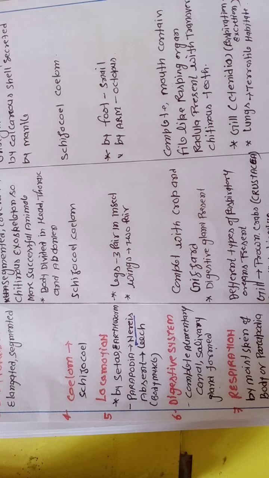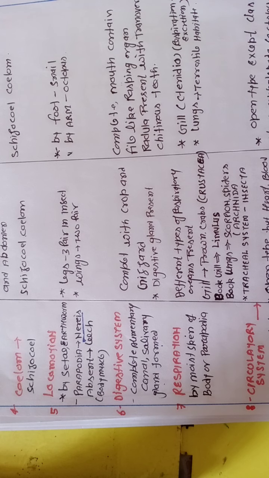Now respiration, a very important point here. As you know, respiration in annelids is by moist skin, but in Nereis the skin is not moist. That's why the skin of the parapodia helps in respiration. That's why here it is given moist skin, and skin of the body and parapodia, because the skin of the parapodia helps in respiration in the case of Nereis.